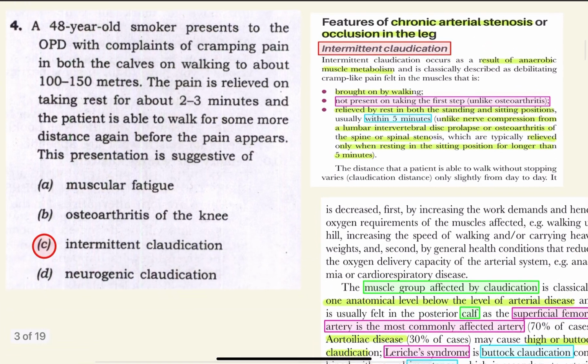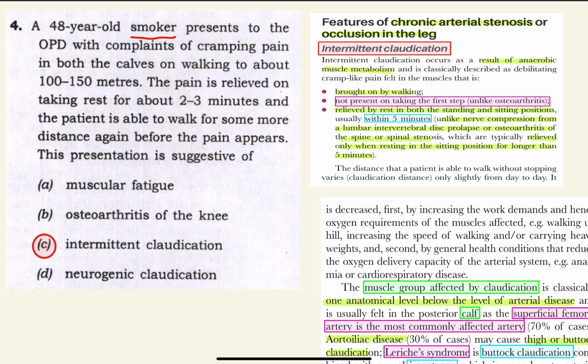Next is question number 4. A 48-year-old smoker presents with OPD complaint of cramping pain in both calves on walking about 100 to 150 meters. The pain is relieved on taking rest for about 2 to 3 minutes, and the patient is able to walk some more distance again before the pain appears. The presentation is suggestive of, so you see the definition.